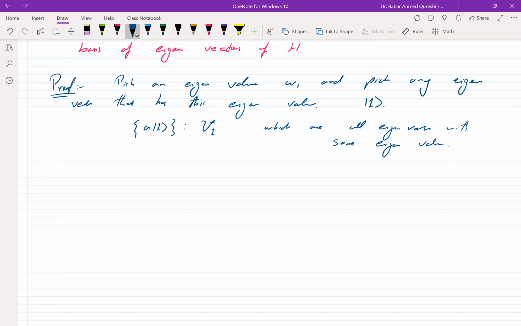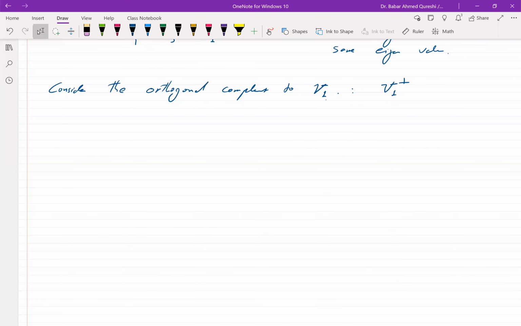Now you consider the orthogonal complement to V1. Let's say it's V1 orthogonal complement. What do I mean by that? It's all the vectors which are orthogonal to all the vectors in V1. Then V1 is a subspace of the full space V. Well, we have been calling it H.